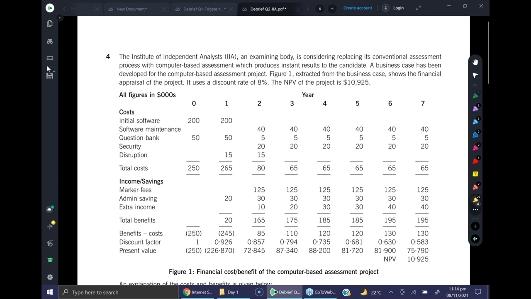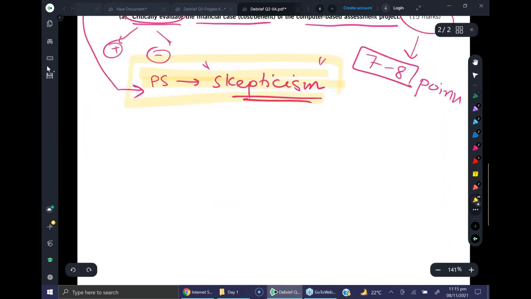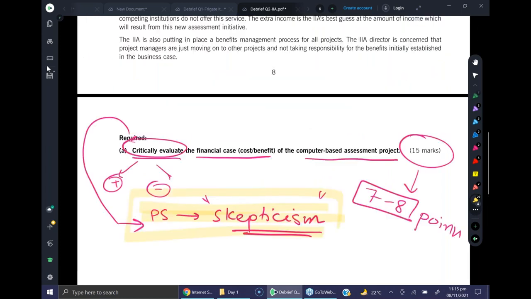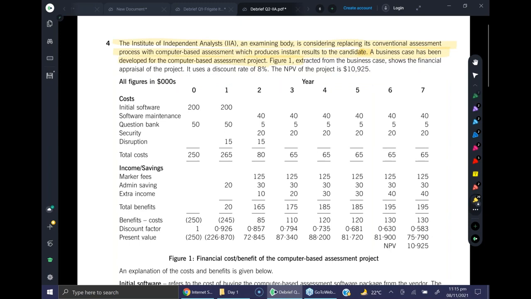Okay, great. The Institute of Independent Analysts, an examining body, is considering replacing its conventional assessment process with computer-based assessment, which produces instant results to candidates. A business case has been developed for the computer-based assessment project, figure 1. So this figure where the numbers are given is the business case. Figure 1 extracted from the business case shows the financial appraisal of the project. It uses a discount rate of 8%. The NPV of the project is 10,925.